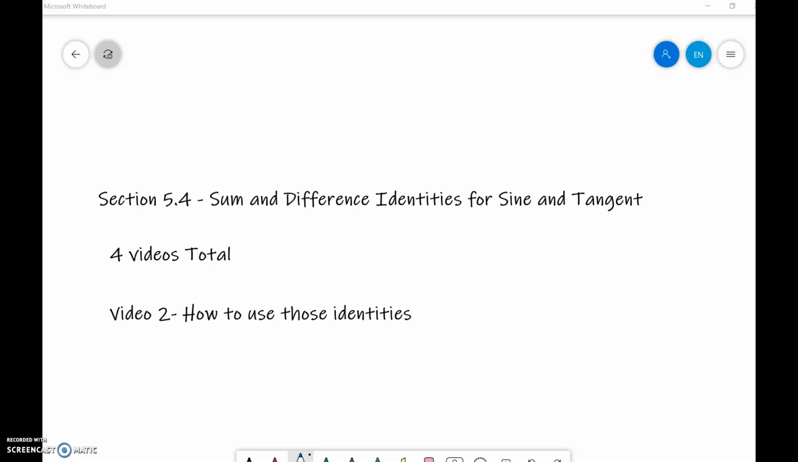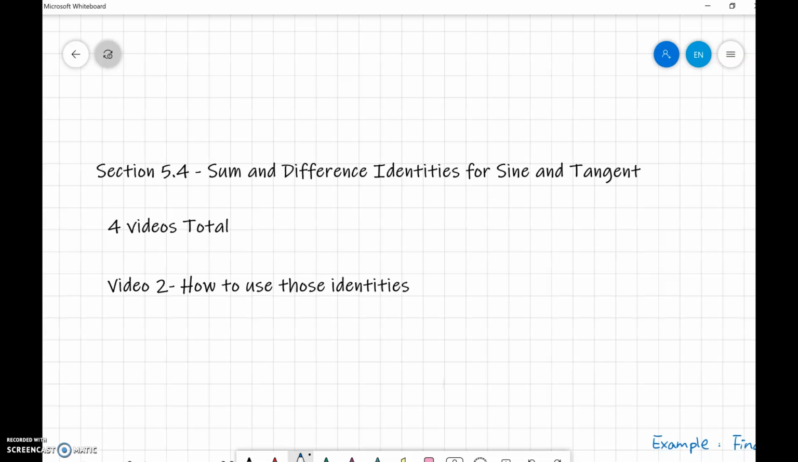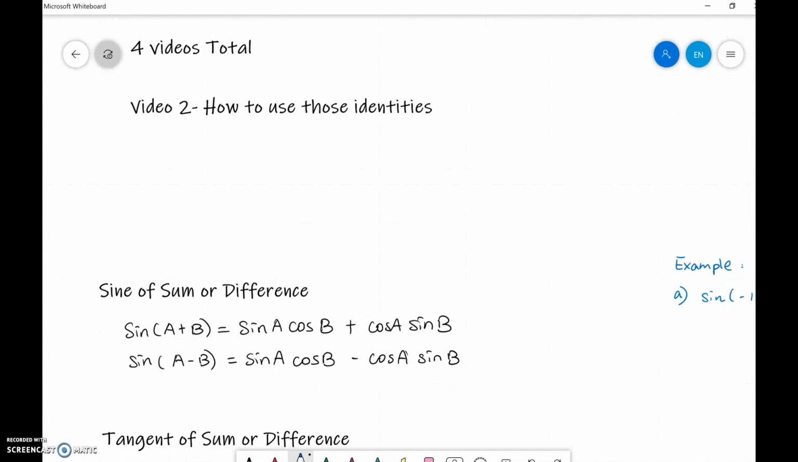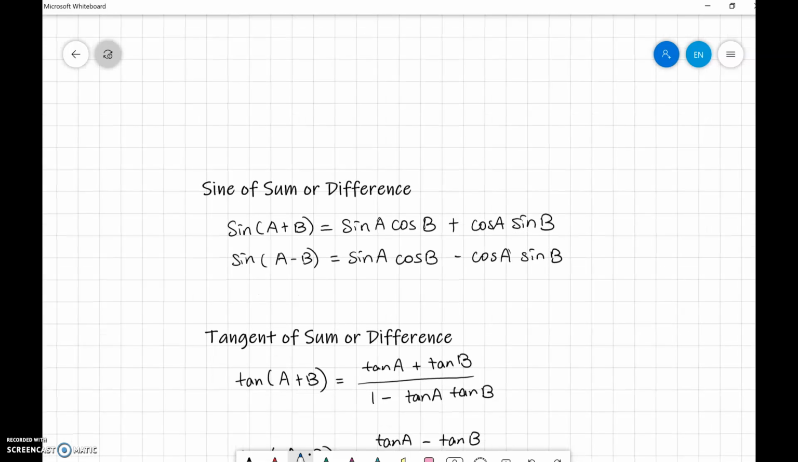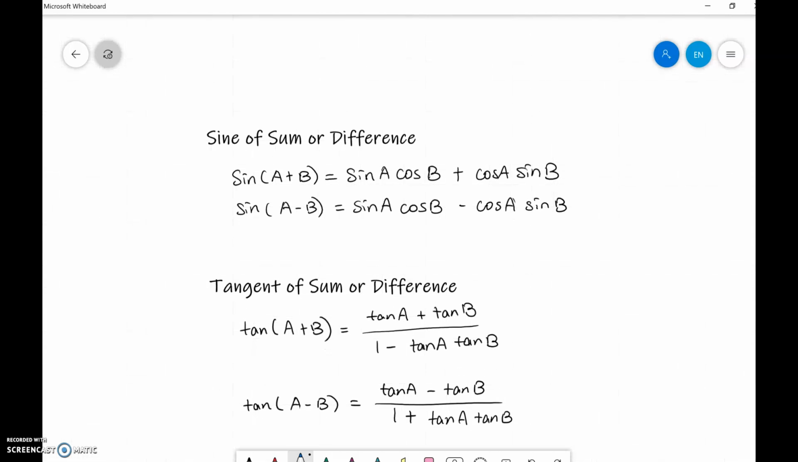This is the lecture video for section 5.4, the second video. How are we going to use those identities? We just talked about it. So at the beginning, I'm just going to review the four identities.